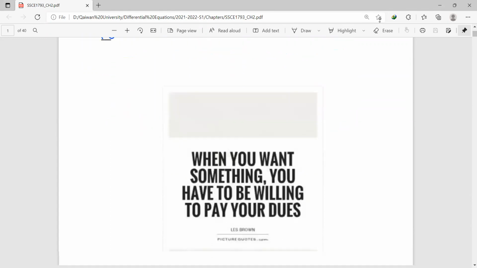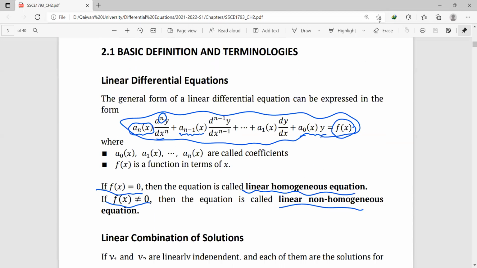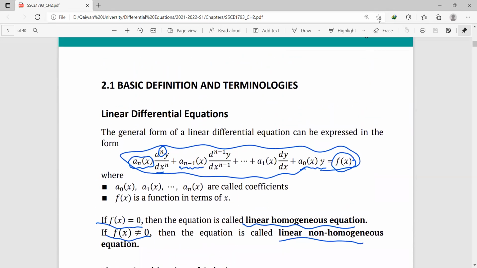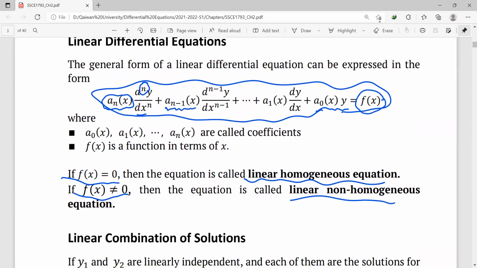Here we have chapter 2. We talked about some basic things in chapter 2 in the previous lecture. We talked about linear differential equations. This is the general form of an nth order linear differential equation.